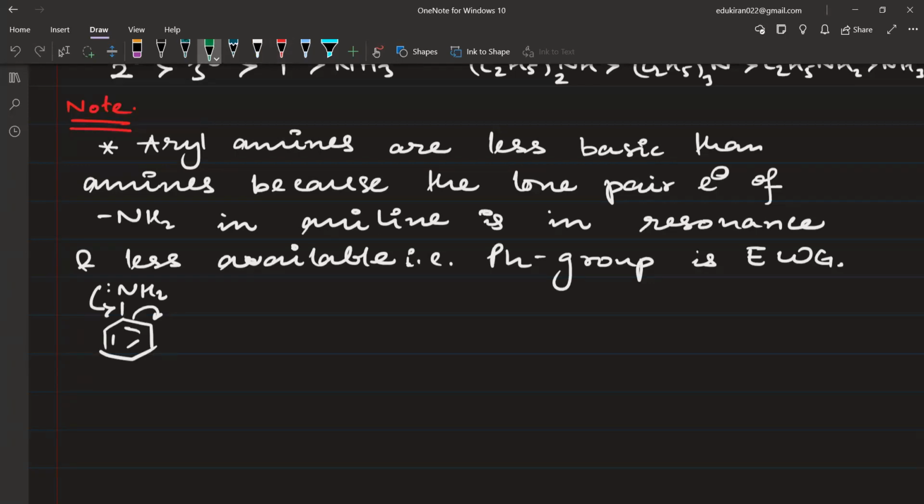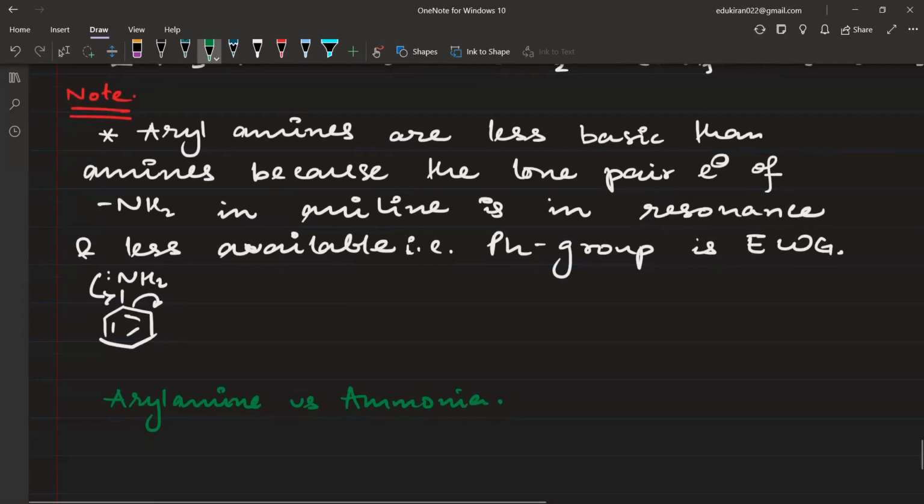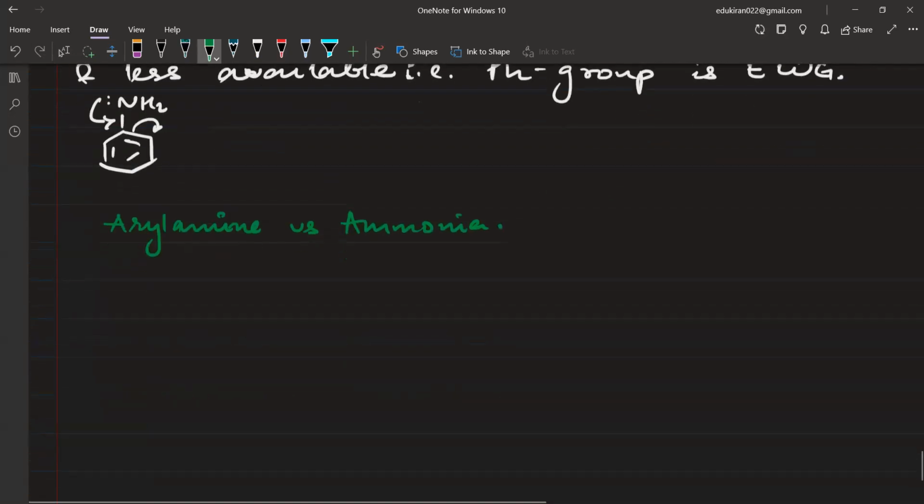अराइल अमीन वर्सेस अमोनिया. Aryl amine versus ammonia. Wrote these 3 lines, 4 lines. Aryl amines are less basic than amines because the lone pair electron of aniline is in resonance and less available. That is Ph group is electron withdrawing group. Done.